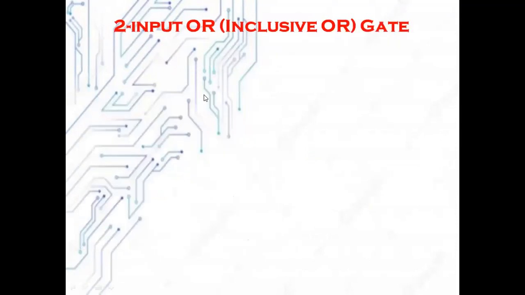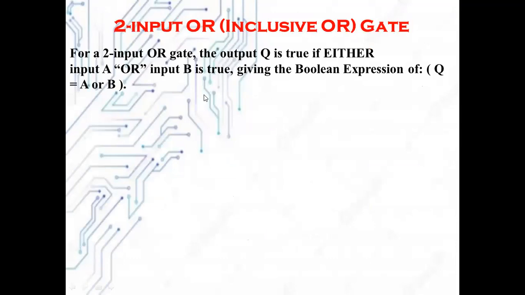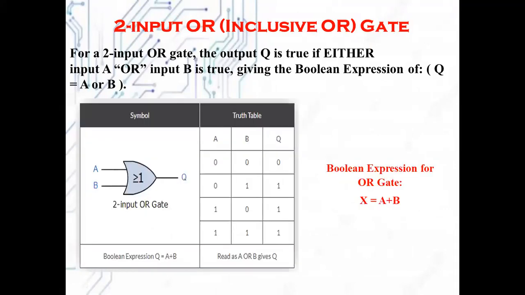OR gate naman. So, si OR gate still have a 2-input OR gate. The output Q is true if either input A or input B is true. So, sabi dito, isa man sa kanila ay true, ibig sabihin, ang equivalent nila is still true. Okay? So, ang Boolean expression natin is Q is equal to A or B, or X is equal to A or B. So, ito yung truth table po natin.